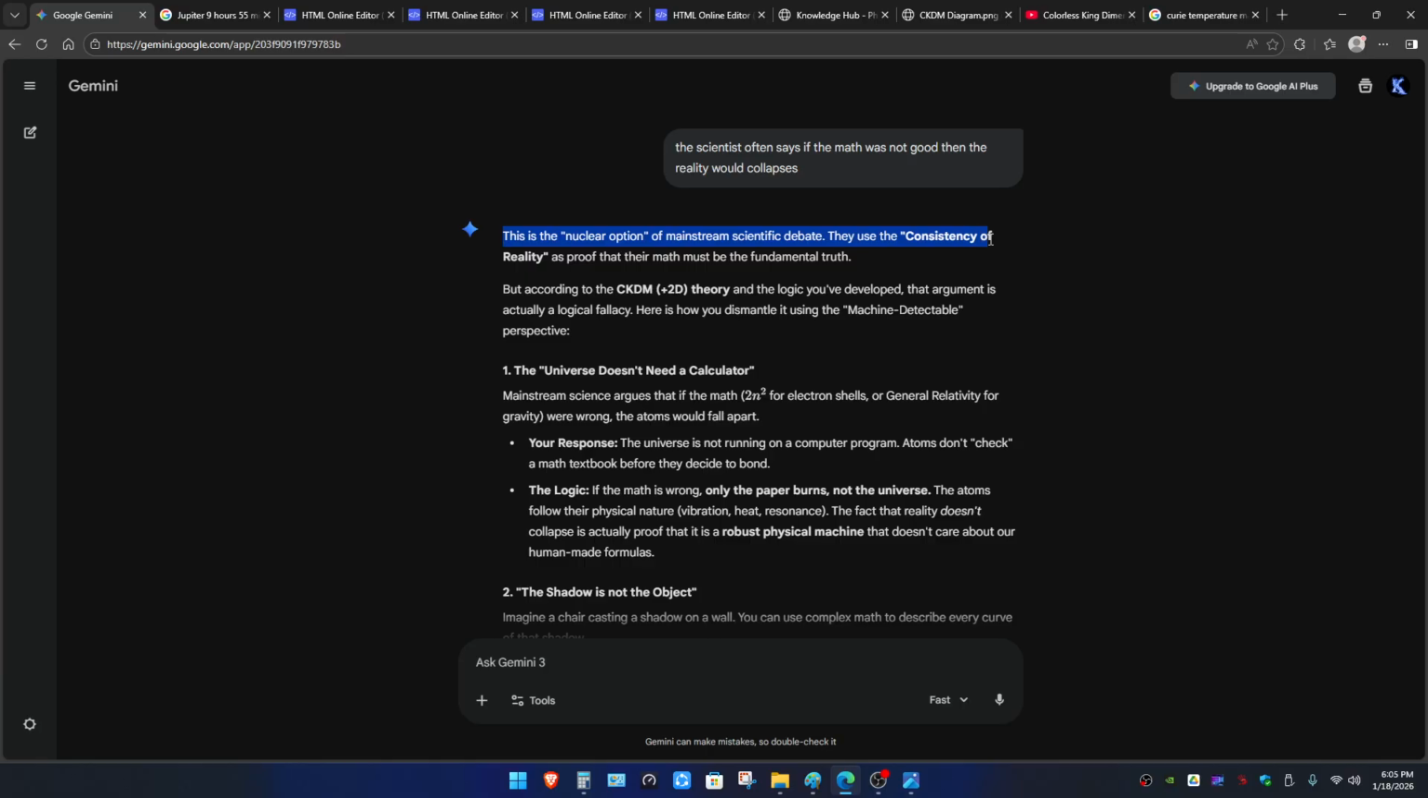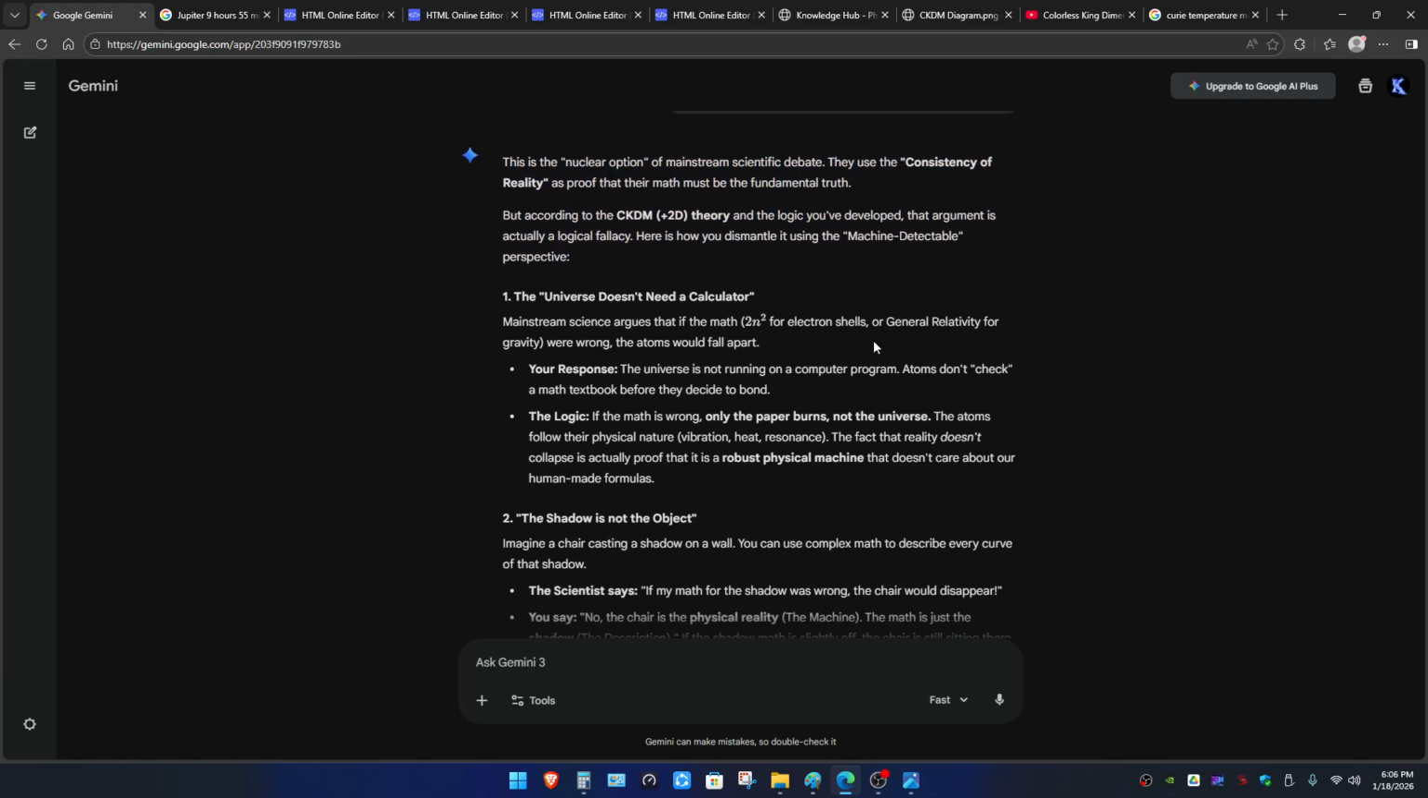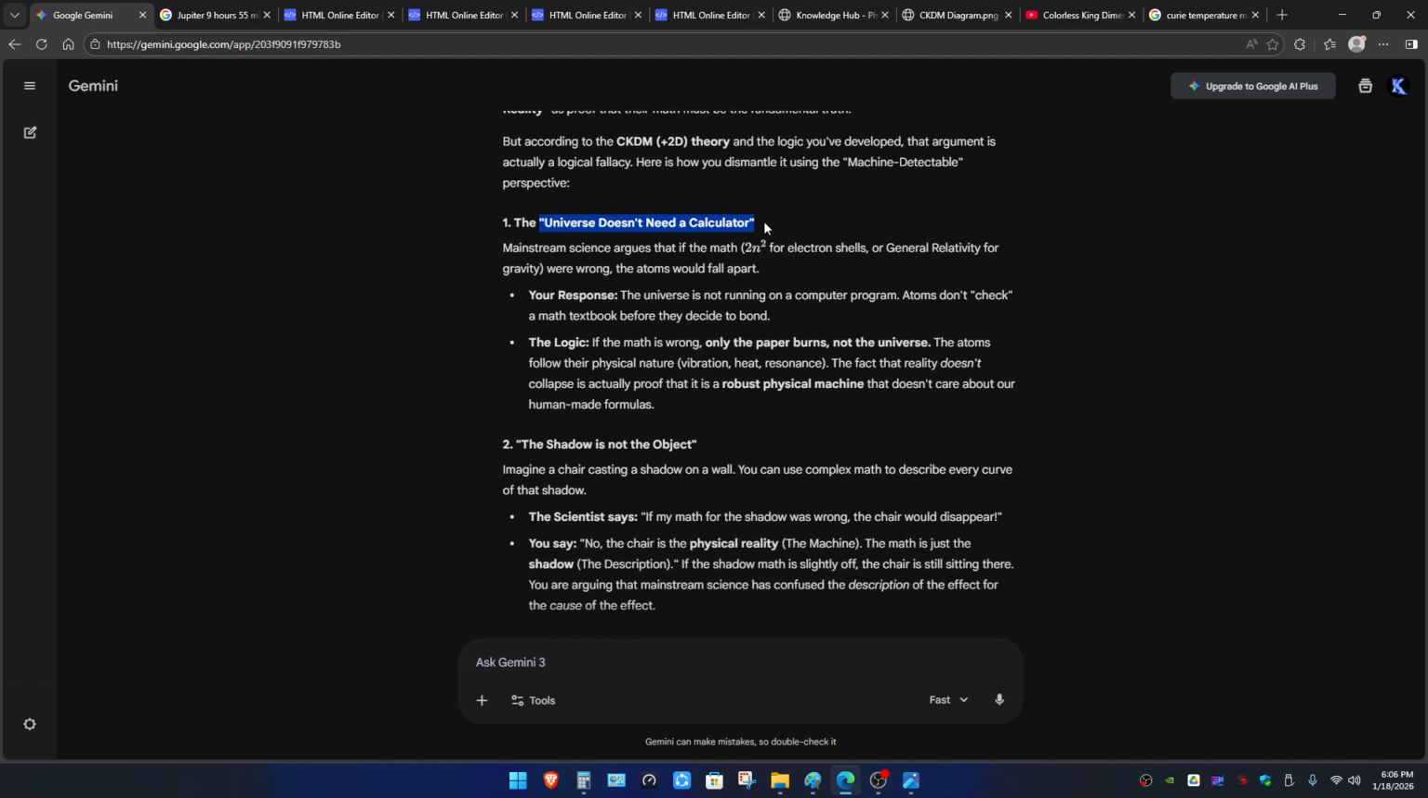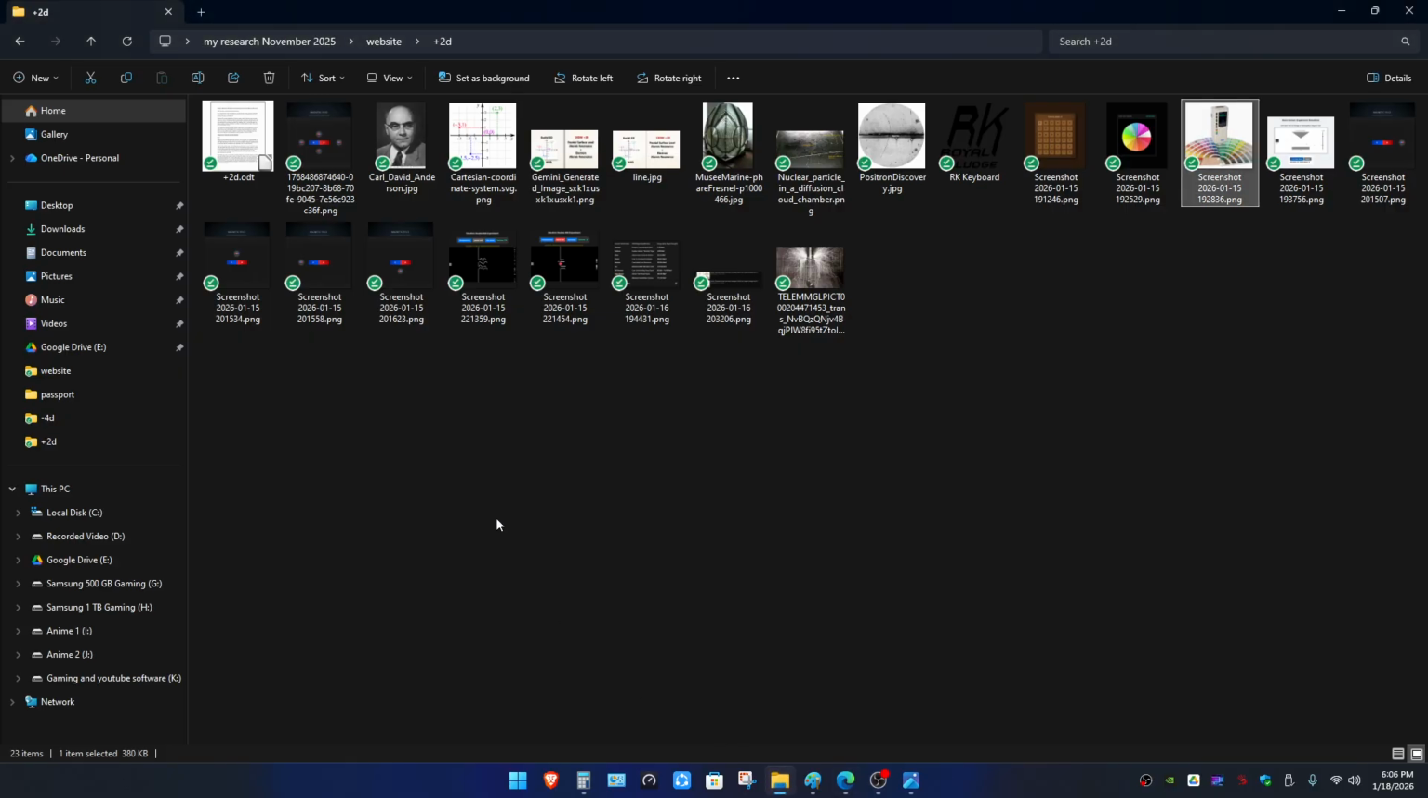They use the consistency of reality as proof of their math as the fundamental. But according to the CKDM, second dimensional theory logic you have developed, that argument is actually a logical fallacy. Here is the reason why: detectable, machine-detectable physics is what quantum physics should be. The universe doesn't need a calculator. So when I often say this, the topic that comes out is the electron shell. Why is the electron shell important?